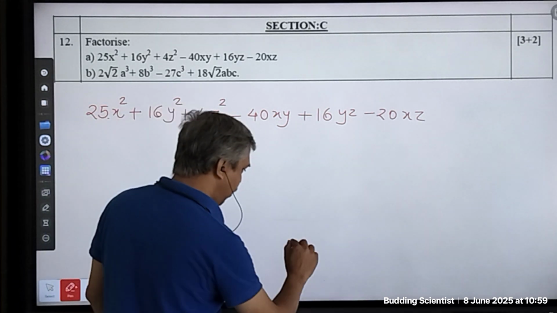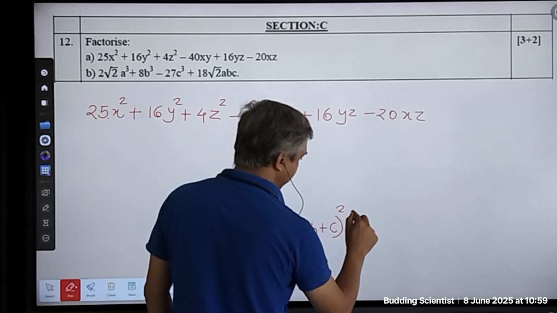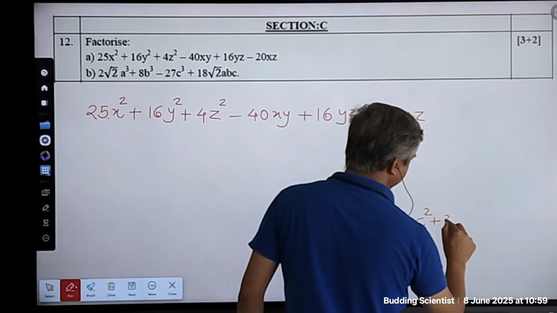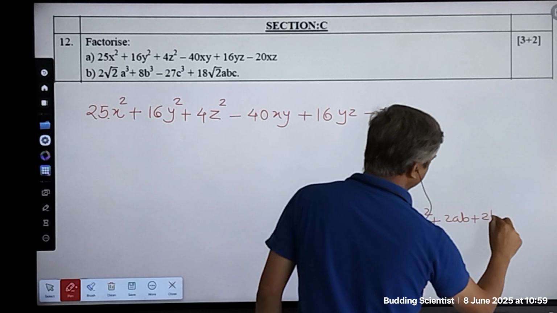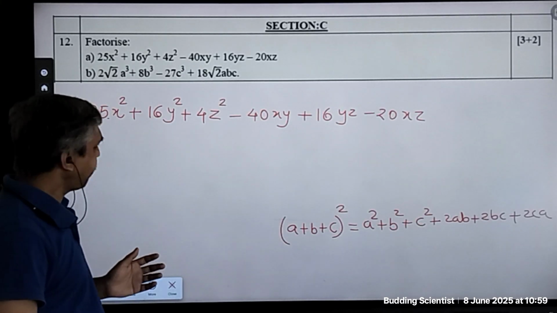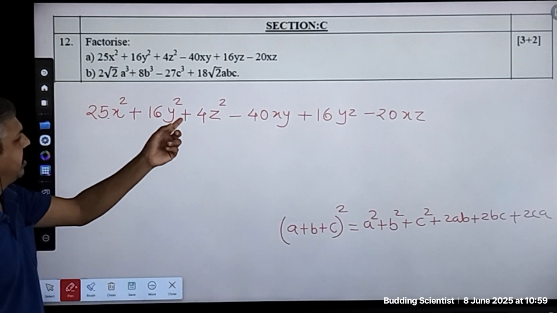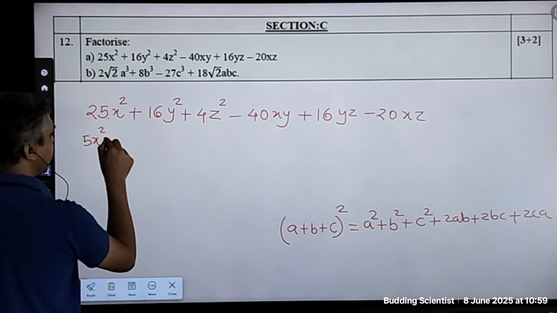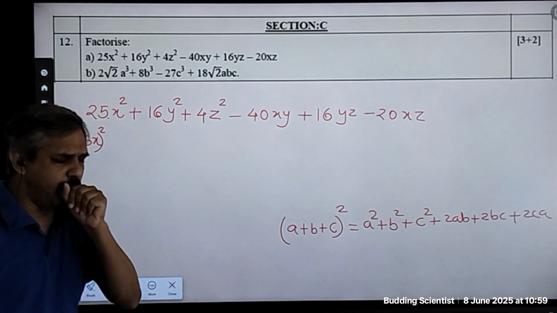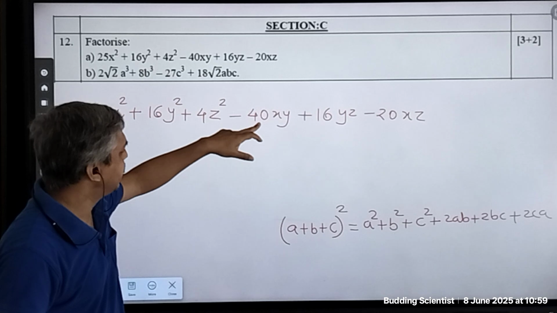Now we must have the basic formula ready. a plus b plus c the whole square is equal to a square plus b square plus c square plus 2ab plus 2bc plus 2ca. Everything is positive to start with. a square plus b square plus c square. Here also 25x square, this way we can write as 5x the whole square. But then you have to be very careful. Why? This is minus here. So whenever there is y, the answer is minus.